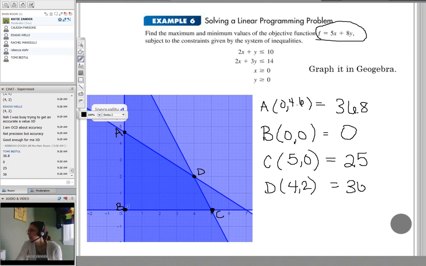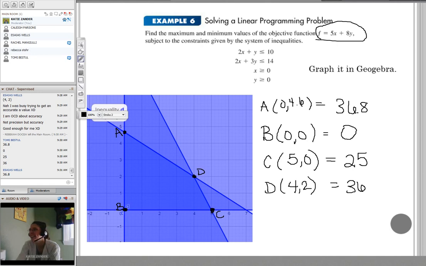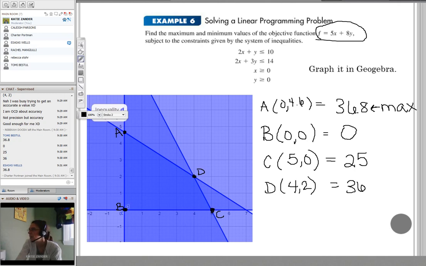36. All right, so let's talk about these values. These values are going to help us either find the maximum or the minimum of our function. So which one do you think is going to be the maximum? So looking at the values, which one's the maximum? 36.8. Yeah, this is the maximum of our function, whatever we're looking at or applying these constraints to and finding the profit or optimization from. This is the maximum. The maximum value is 36.8, and that happens at the point 0, 4.6.